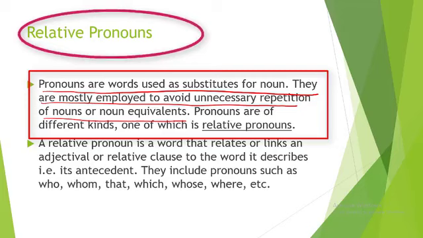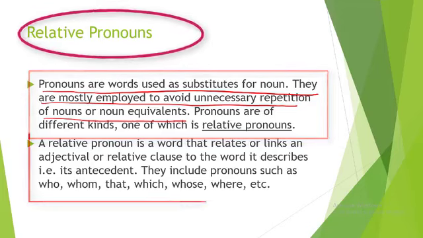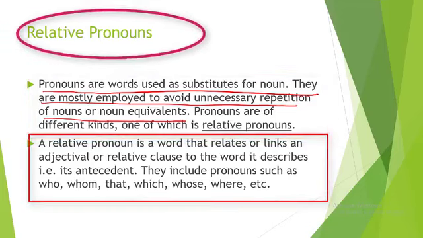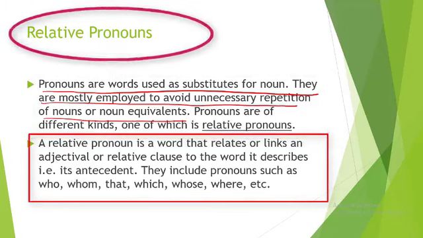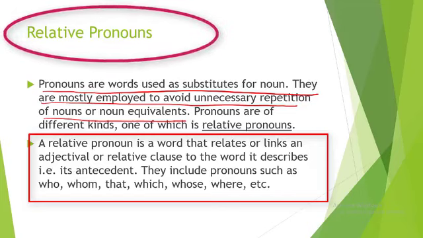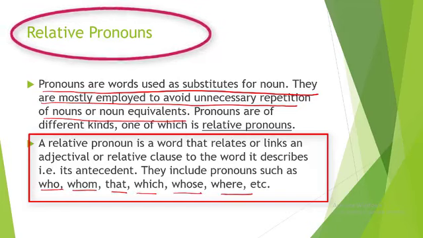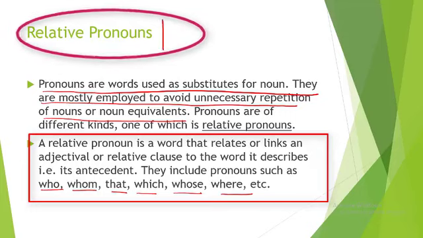So any word that is used to substitute a noun in order to avoid unnecessary repetition of such nouns in a statement or sentence is referred to as a pronoun. Then a relative pronoun is a type of pronoun, and it's used to introduce adjectival or relative clauses. They begin with words like who, whom, that, which, whose, and where. So another name for relative pronouns is W pronouns.